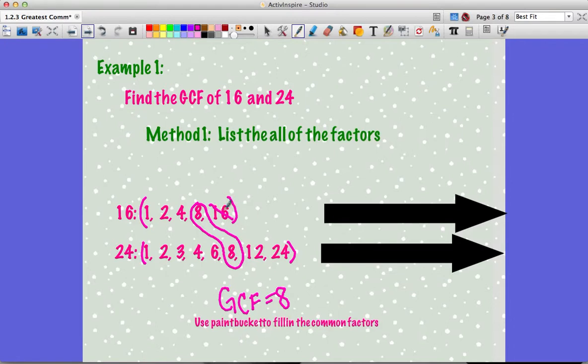And we start with the largest factor of the smaller number because this smaller number can't have a factor of the larger number, because you can't divide a smaller number by a larger number evenly.